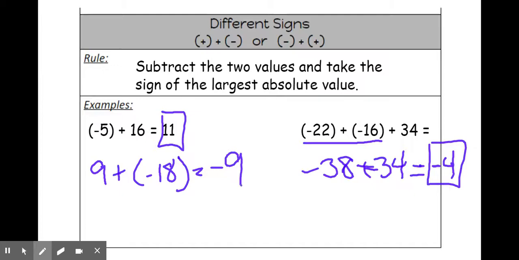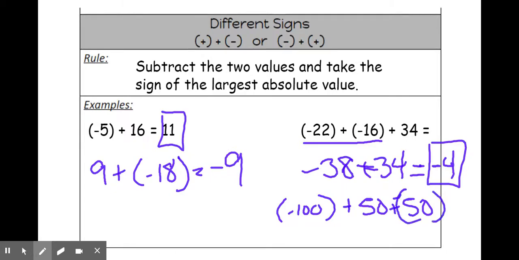We could look at another one. How about -100 plus 50 plus -50, plus 60? Well, the 50 positive and the 50 negative cancel each other out. Therefore, we're left with -100 plus 60, which is going to be -40 because 100 has a larger absolute value than 60.